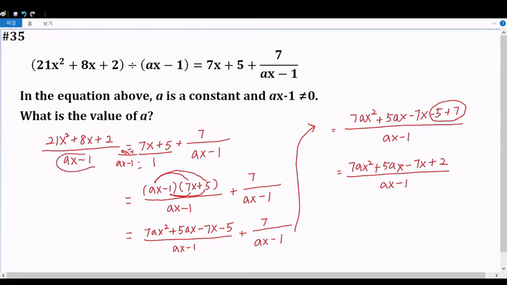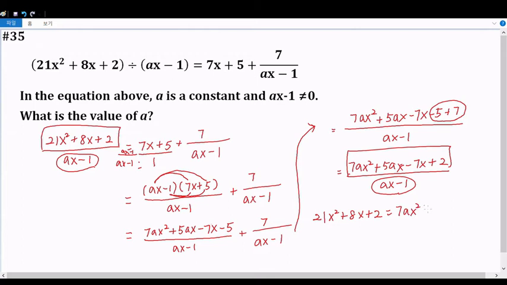Since we have the same denominator, we can set the numerators equal to each other. We have 21x squared plus 8x plus 2 is equal to 7ax squared plus 5ax minus 7x plus 2.